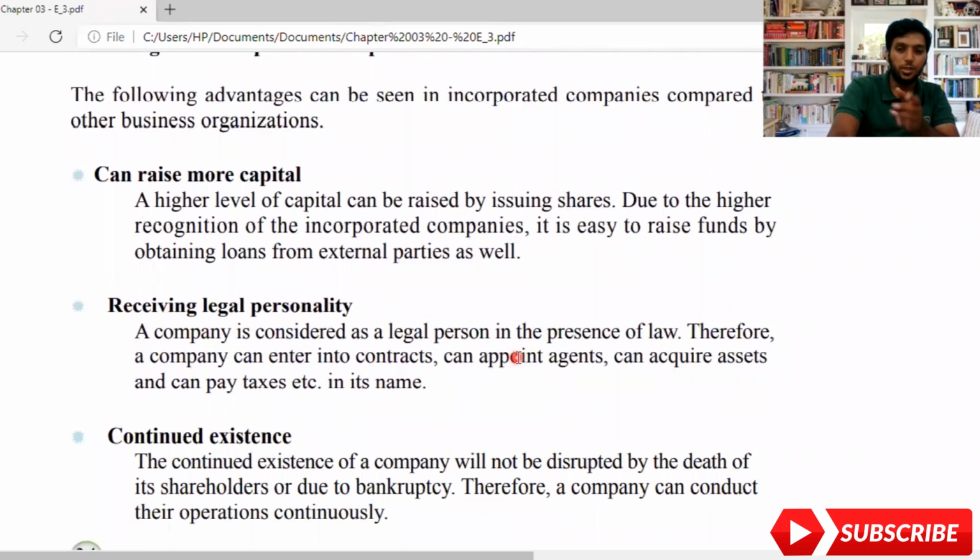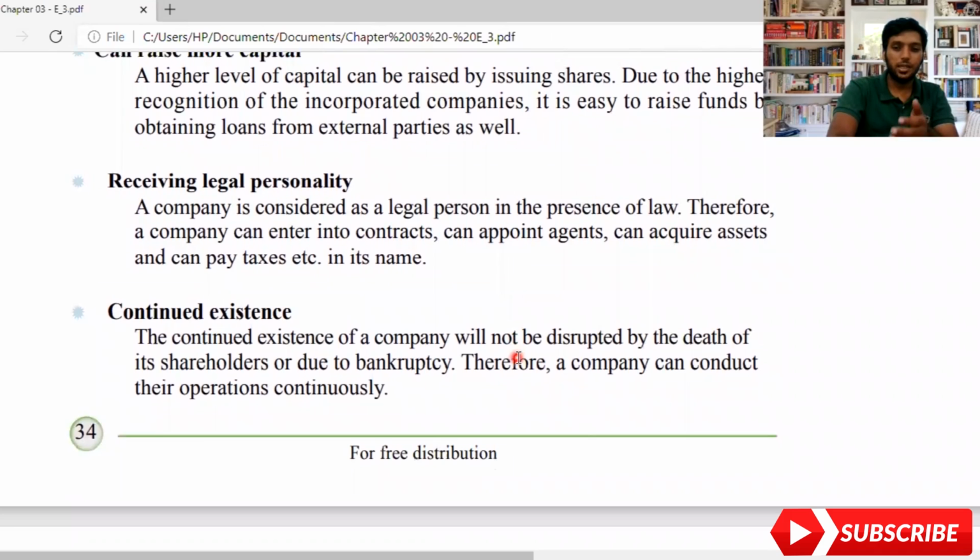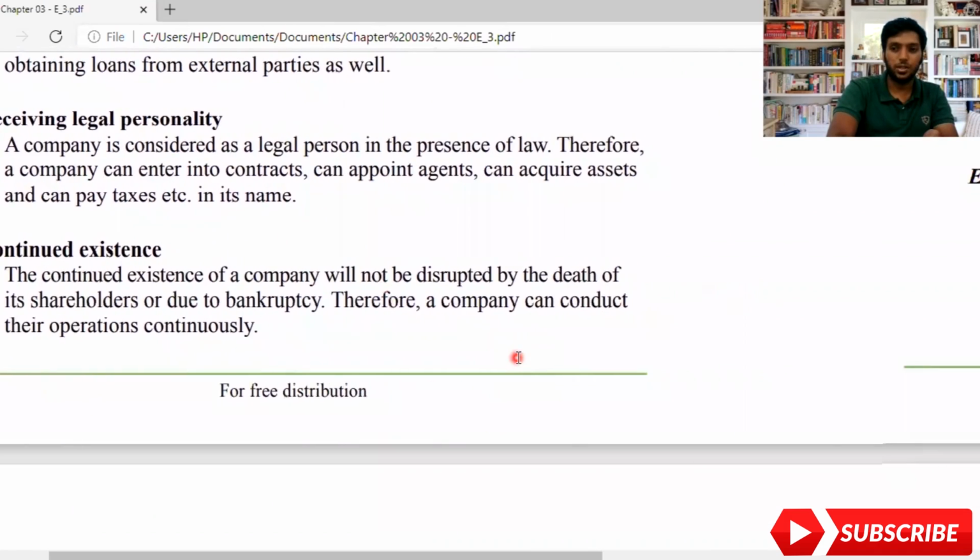Receiving legal personality, you and your business are going to be separate. When a business makes a mistake, you will not get caught. As I explained above, under partnership and sole proprietorship, I explained it very clearly. Continued existence: even if one person dies, the business will last forever.